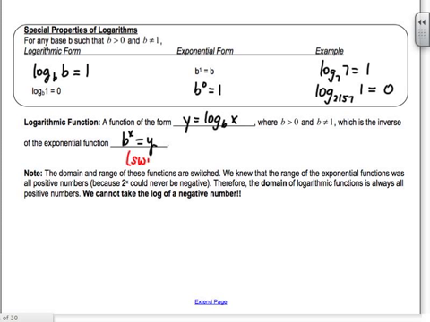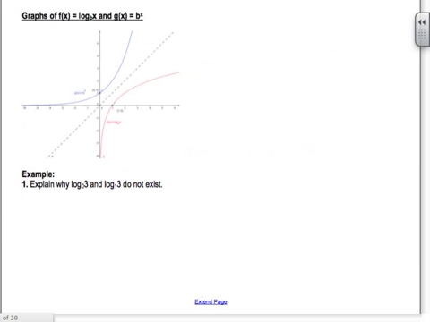Okay, so you switch x and y for the inverse. So what this means is you have this graph. Remember, inverse functions always reflect across the line y equals x.